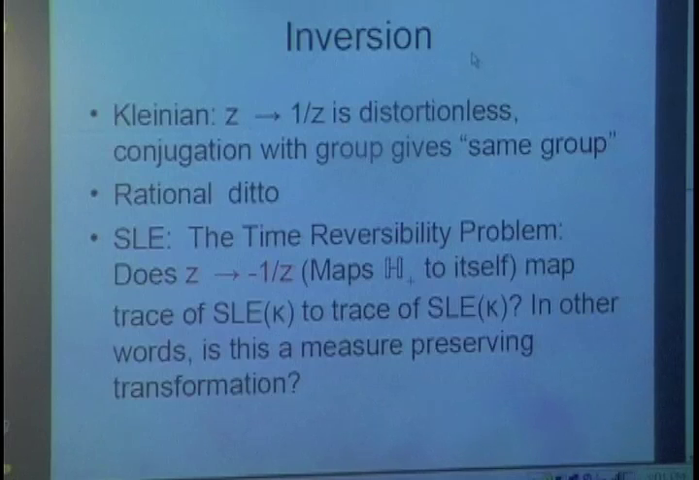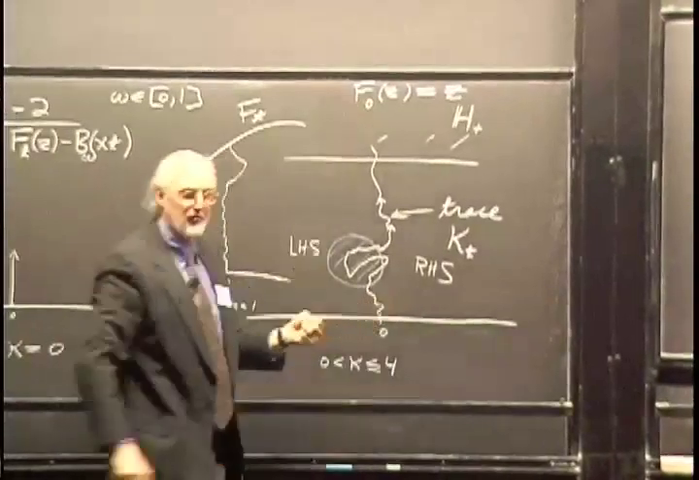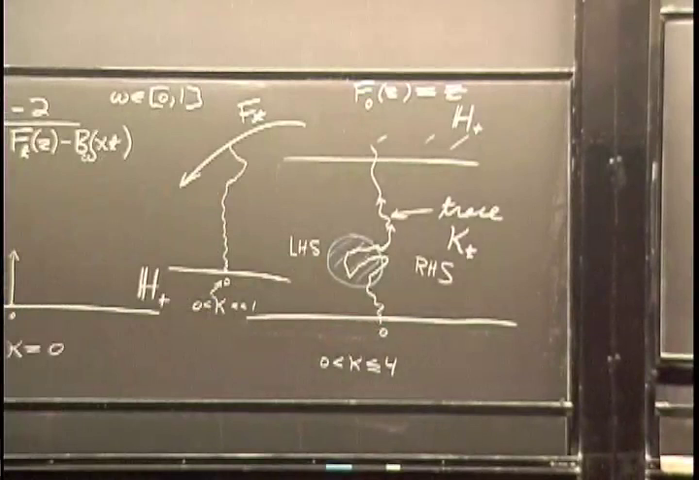So now in SLE, you would think that this would be a very simple problem. So this is called the reversibility problem. And so here it is. You just map z to minus 1 over z. So that maps the upper half plane to itself. So it takes 0 to infinity and infinity to 0. So you take this curve and you go like this. And you get a new curve. And the question is, is that SLE? That's the reversibility problem. That's much harder.